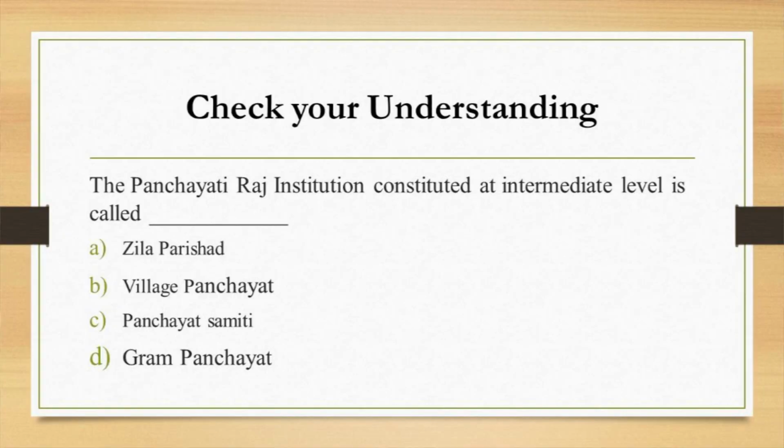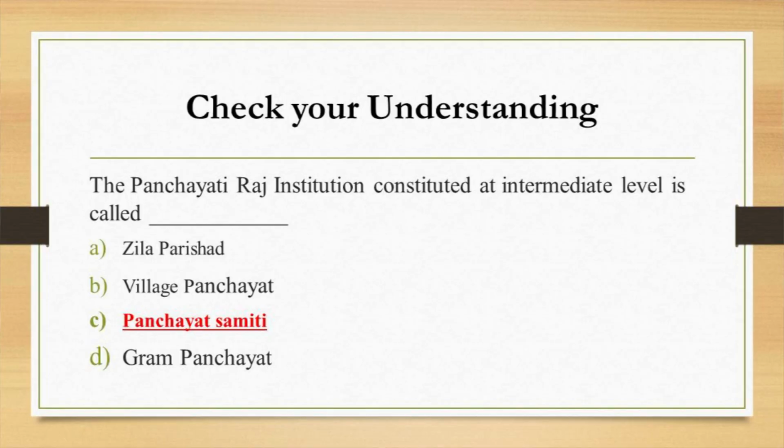Now, let us check your understanding of whatever we have discussed so far. The Panchayati Raj institution constituted at intermediate level is called dash. Your options are Zilla Parishad, Village Panchayat, Panchayat Samiti and Gram Panchayat. And the answer for this question is: the Panchayati Raj institution constituted at intermediate level is called Panchayat Samiti.